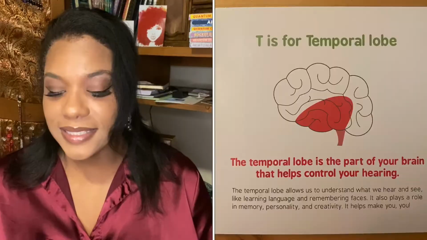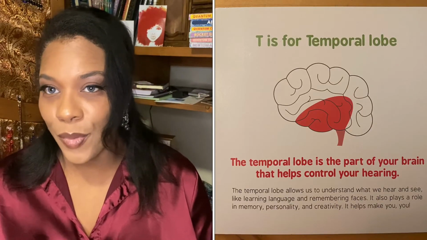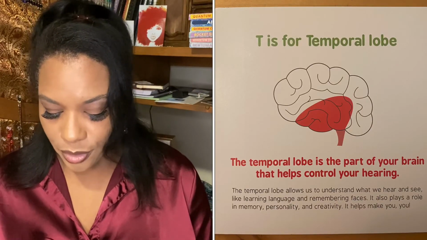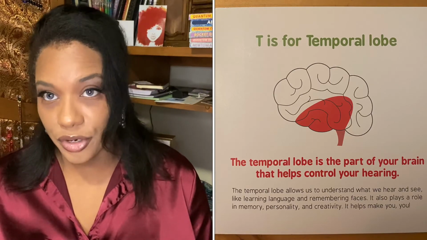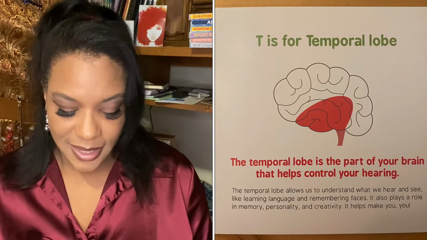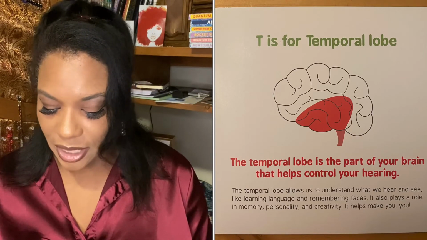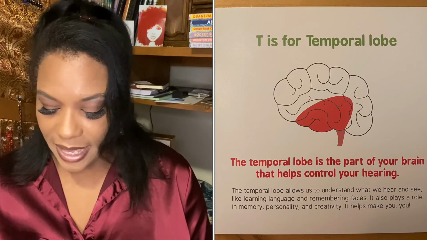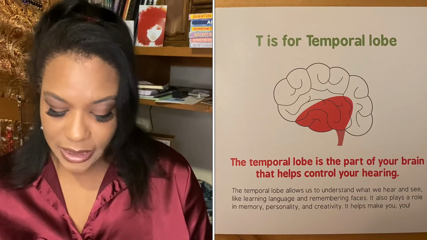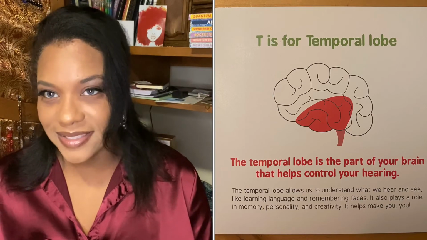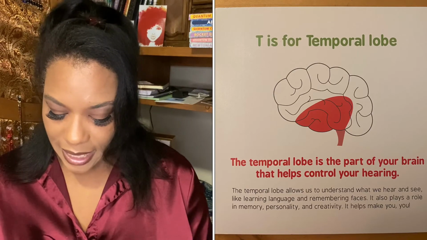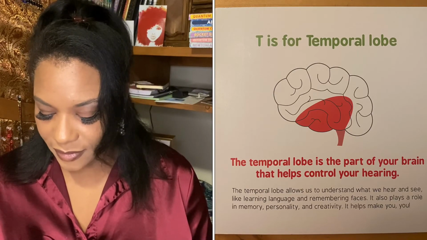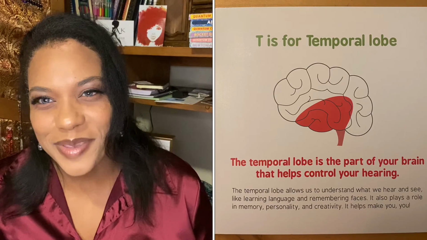T is for temporal lobe. The temporal lobe is the part of your brain that helps control your hearing. The temporal lobe allows us to understand what we hear and see, like learning language and remembering faces. It also plays a role in memory, personality, and creativity. It helps make you you.